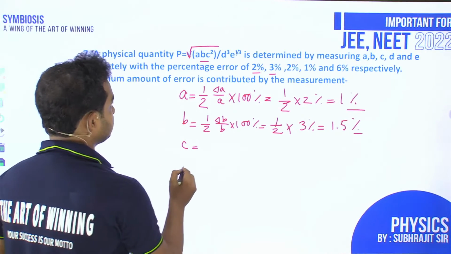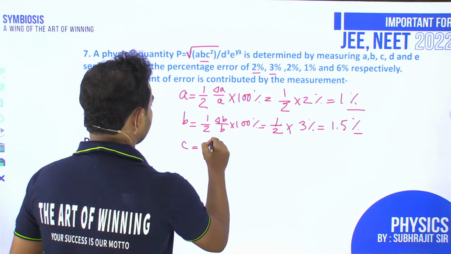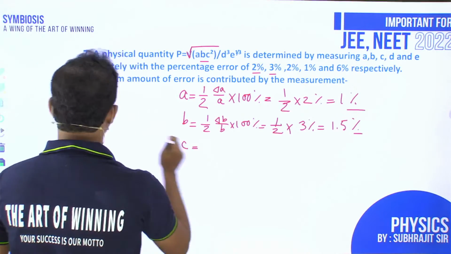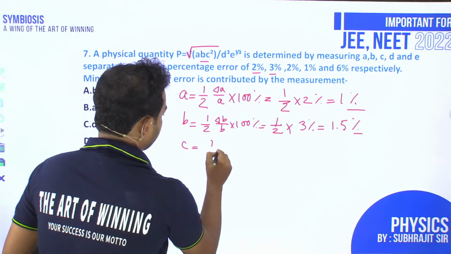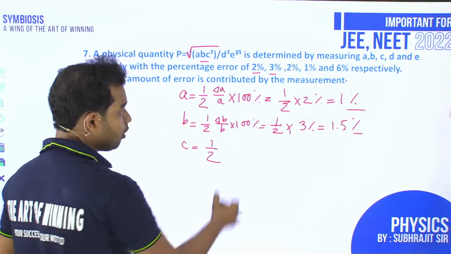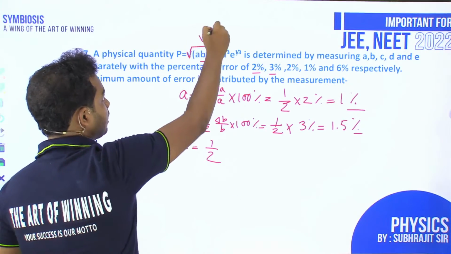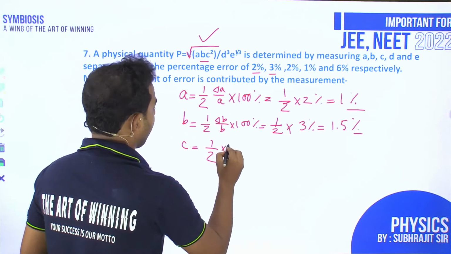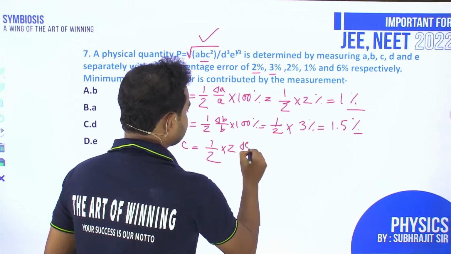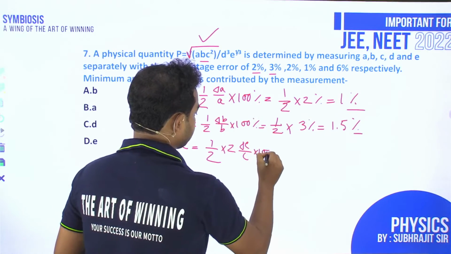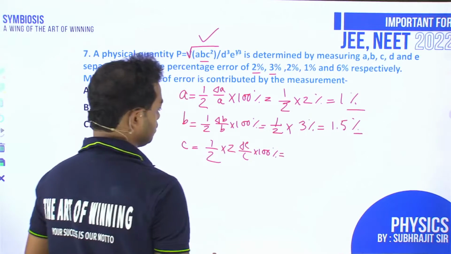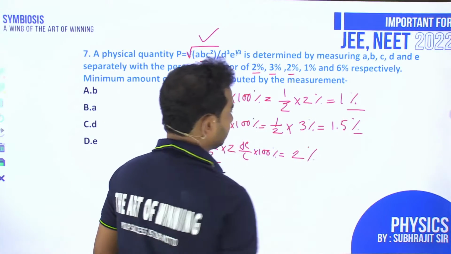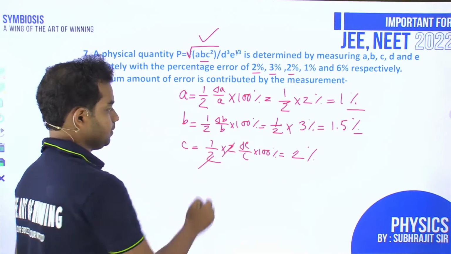Error contributed by C is half into 2. We can write all of these from this equation. So here C is equal to half into 2 del C by C into 100%. So this one is 2%. So already I got that this one is 3%. Okay, got it?